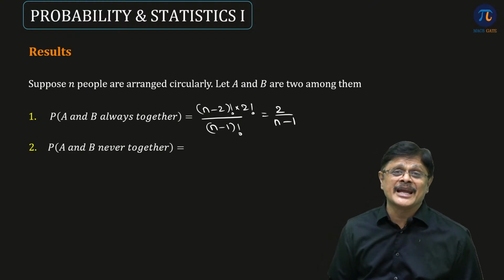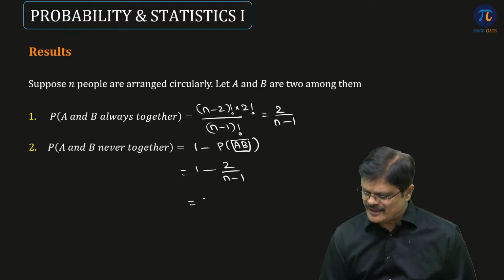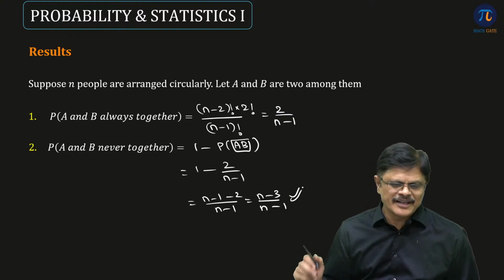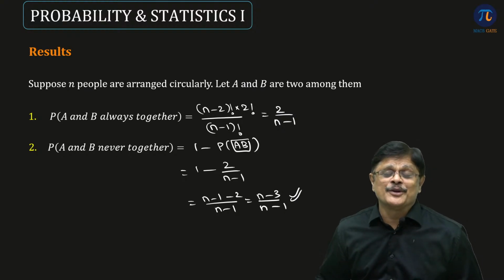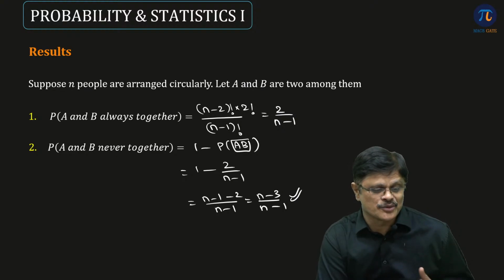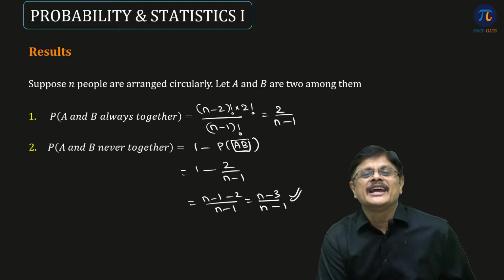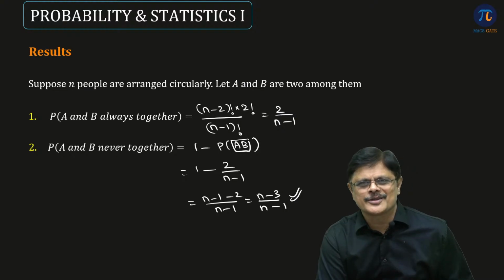And what is the probability that AB are never together? It is 1 minus the probability that AB are always together, which is 1 minus 2 by n minus 1, which is n minus 1 minus 2 by n minus 1, which is n minus 3 by n minus 1. See, my dear friend, this is a direct GATE question. When you are arranging n people in a circle, what is the probability that a certain pair is never together? This was a GATE question, and you can directly answer: n minus 3 by n minus 1. See, if you want, logically you can solve it. If you remember the formula, using the formula also you can solve. That is the idea. Hope you understand.